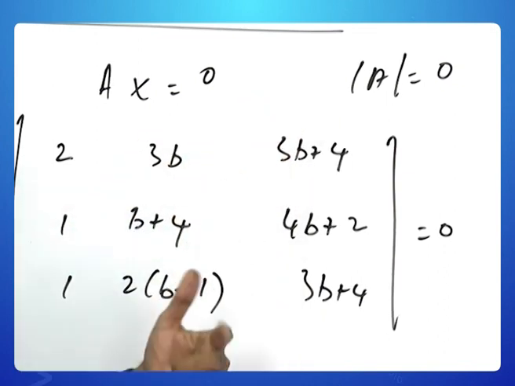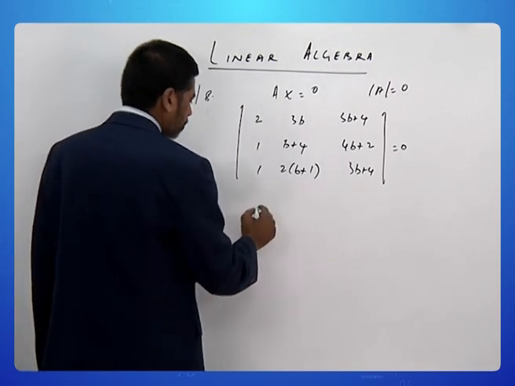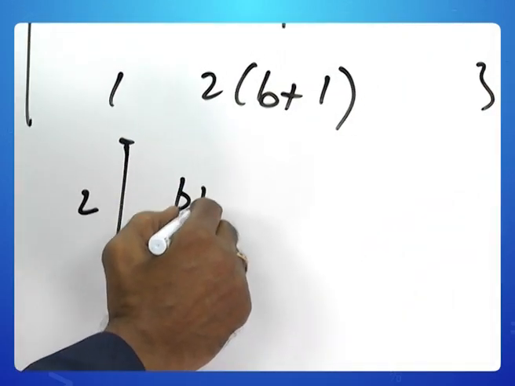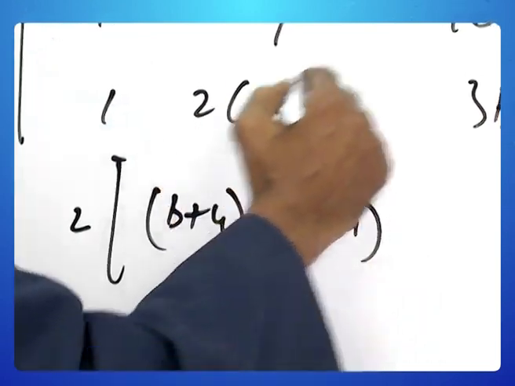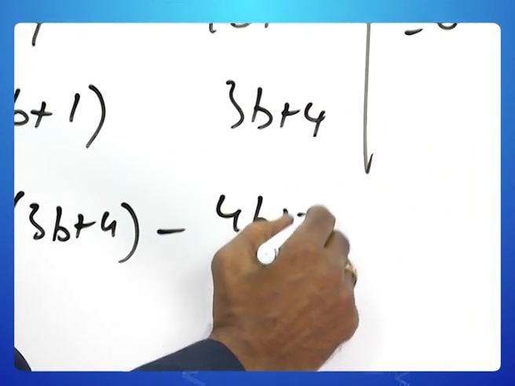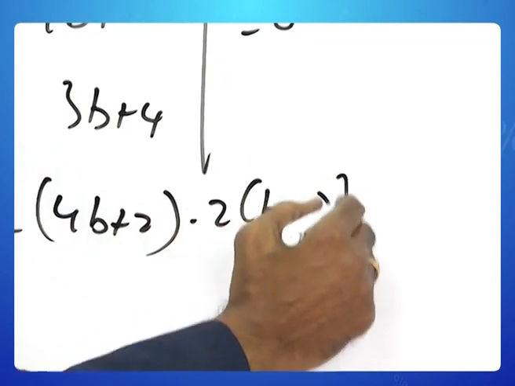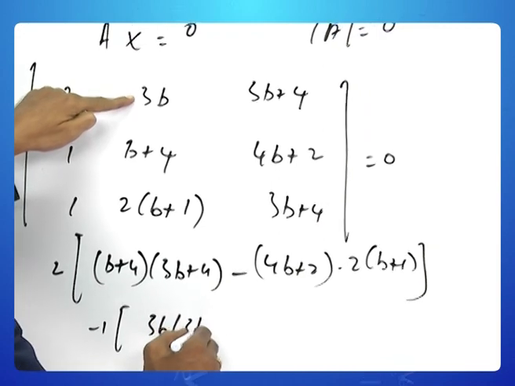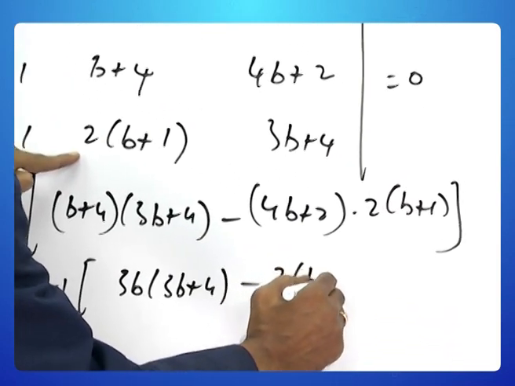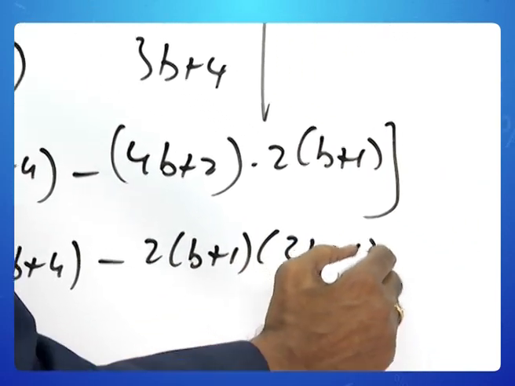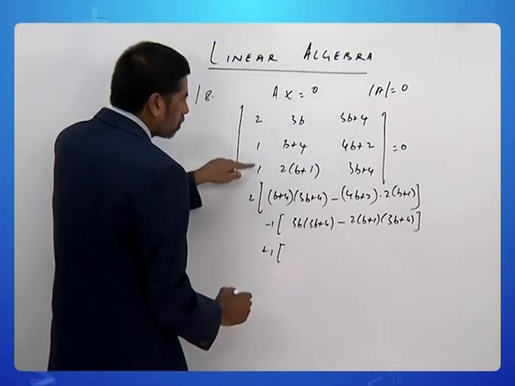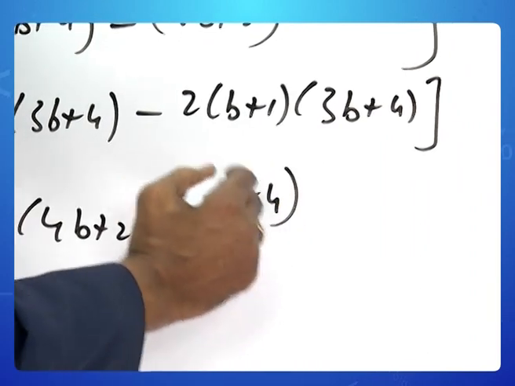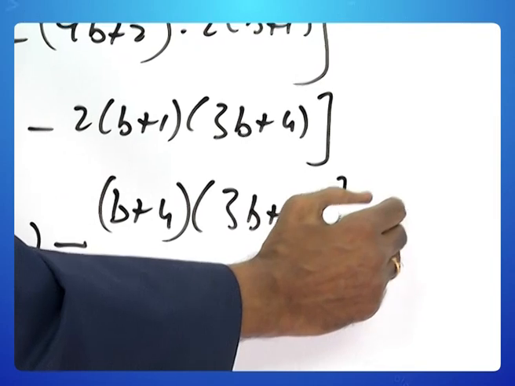So just take the determinant of this and equate it to 0. This is a thing that anybody can do, but however, let me expand by the first column: 2 into (b plus 4) into (3b plus 4) minus (4b plus 2) into 2 into (b plus 1), minus 1 into 3b into (3b plus 4) minus 2 into (b plus 1) into (3b plus 4), plus 1 into 3b into (4b plus 2) minus (b plus 4) into (3b plus 4) is equal to 0.